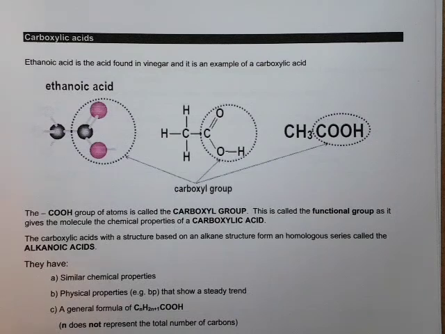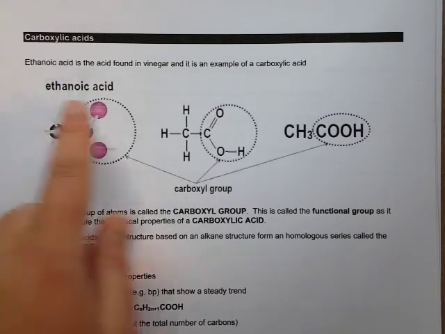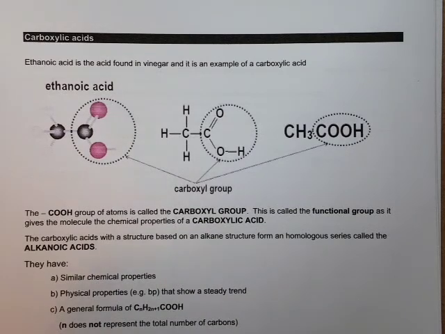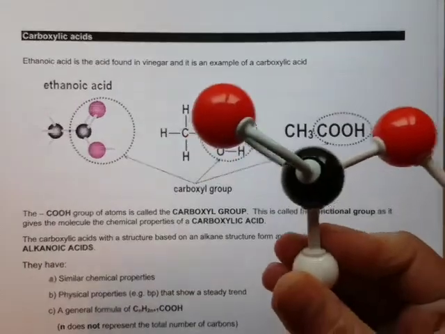Just a little bit more background about the carboxylic acids or alkanoic acids, as well as ethanoic acid being found in vinegar. Another common one that you might come across is methanoic acid, meaning it only has one carbon. That's generally known as formic acid as well. So I'll just show you the structure of formic acid or methanoic acid with only one carbon. So that's this one here.